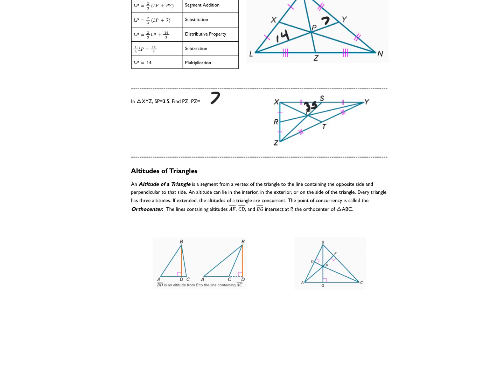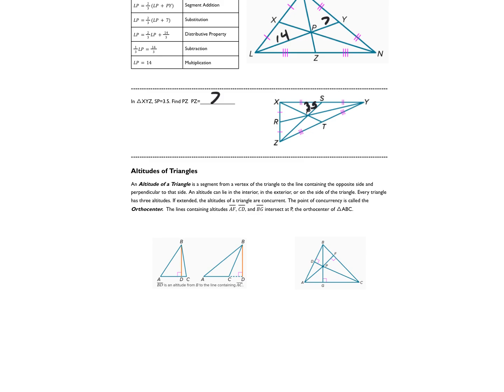Now, to find the altitude of a triangle. It's very important to know the altitude of a triangle because that's how we find the height of a triangle, and that's how we find the area of a triangle. So the altitude of a triangle is a segment from a vertex of the triangle to the line containing the opposite side, and it is perpendicular to that side.